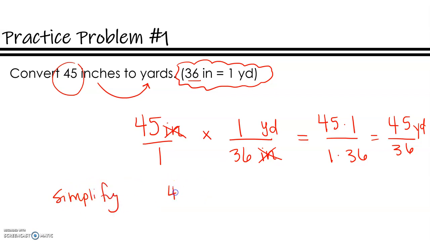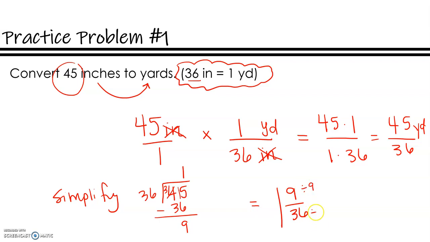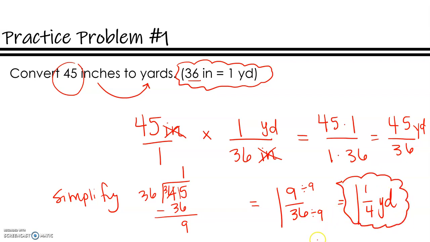Okay, so I'm doing 45 over 36, which means I'm dividing. 36 goes into 45 one whole time. Okay, so now my answer is going to have a whole number of 1. I subtract. I'm left with 9 over 36. That simplifies. And that is 1 whole and 1/4 yard. So that's how many yards 45 inches is.